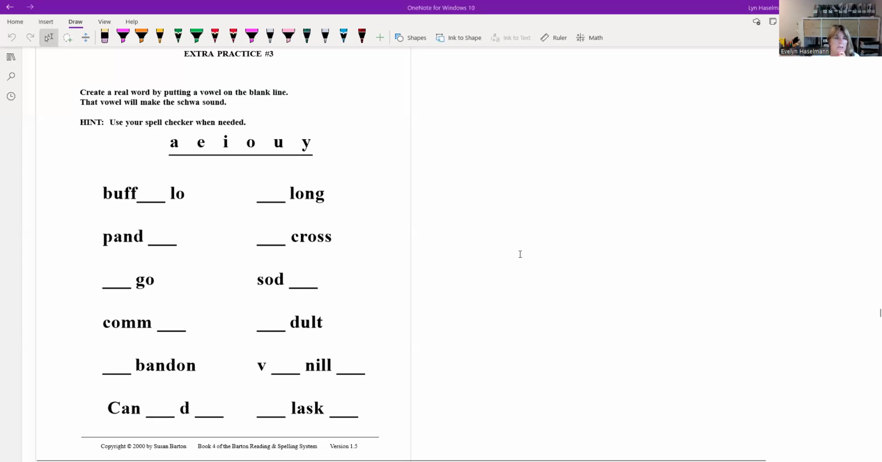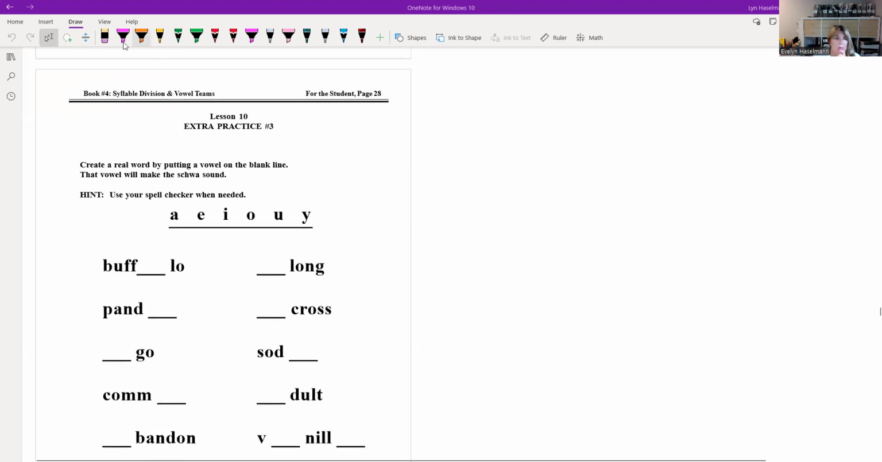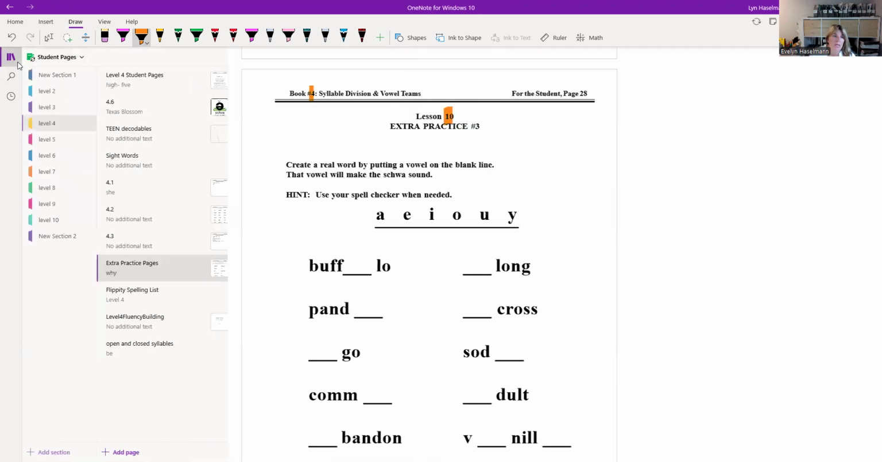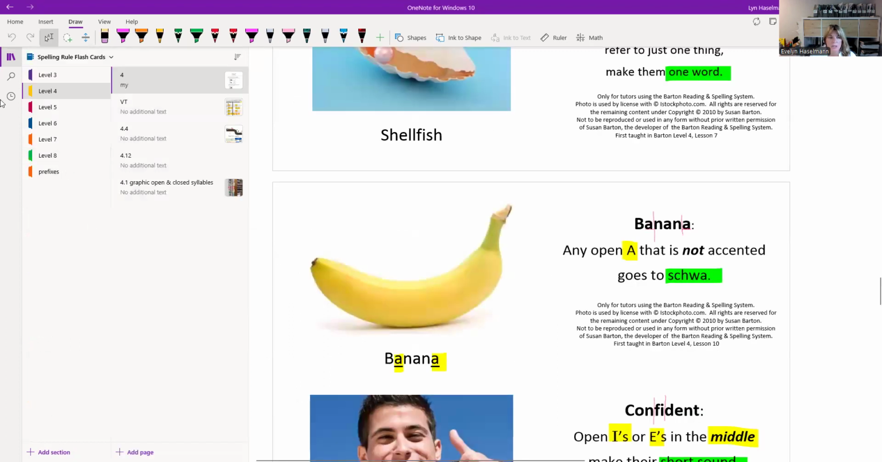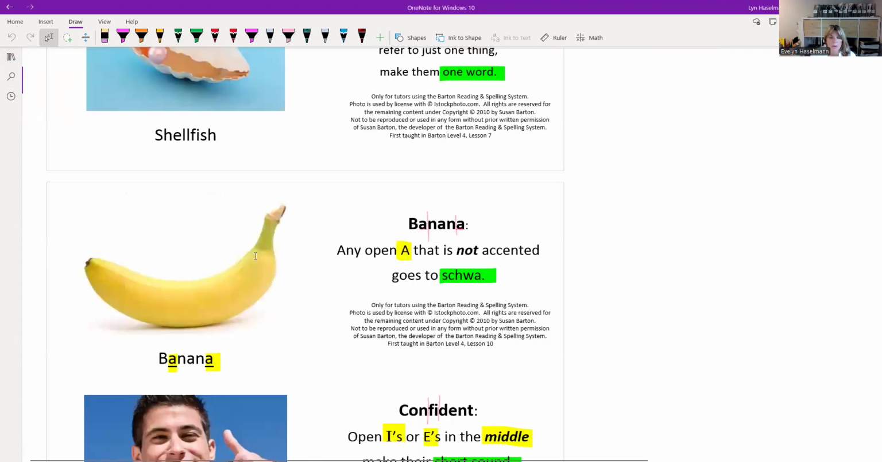Hi, this is the extra practice work for Barton Level 4 and Lesson 10. This is introducing the schwa to students. So let's take a look at which rule that is. We call this the banana rule. An open A that is not accented goes to schwa.